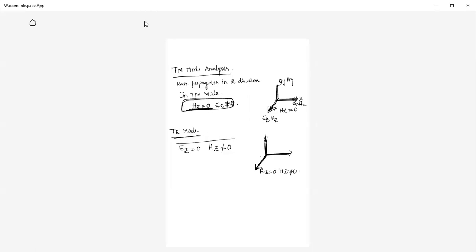What is transverse magnetic mode and what is transverse electric mode? Transverse magnetic mode means Hz becomes 0. Transverse electric means Ez becomes 0. Why is it called transverse? In that direction, there is no electric field component, but transverse to that, meaning 90 degrees, either in X or in Y, we have the electric field component. That's why it is called transverse electric or transverse magnetic.